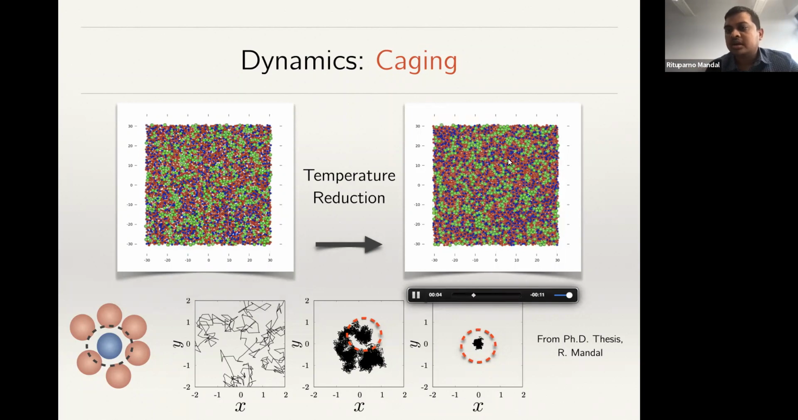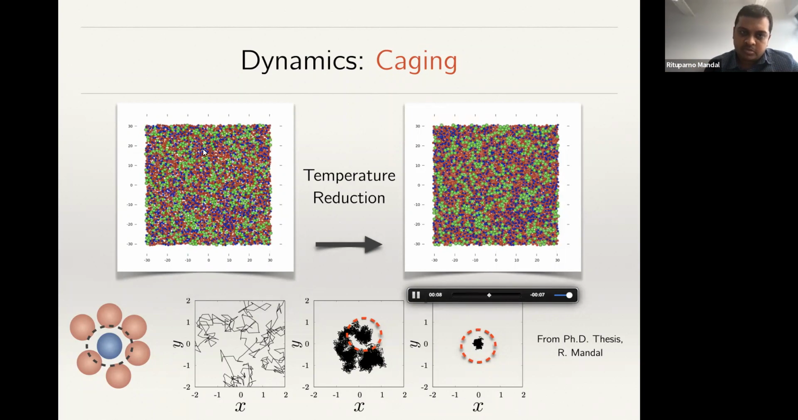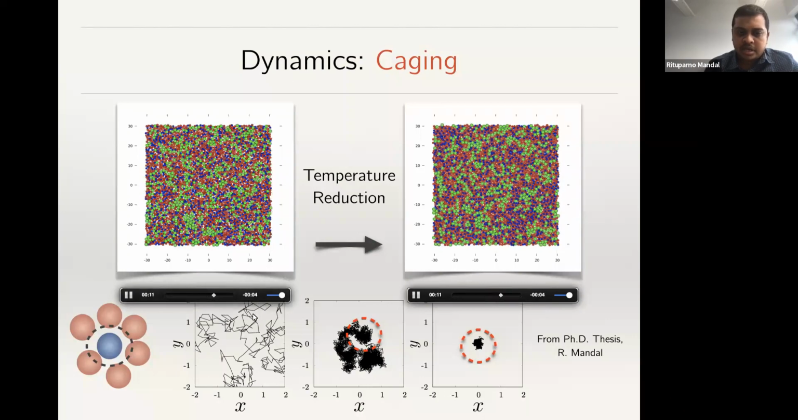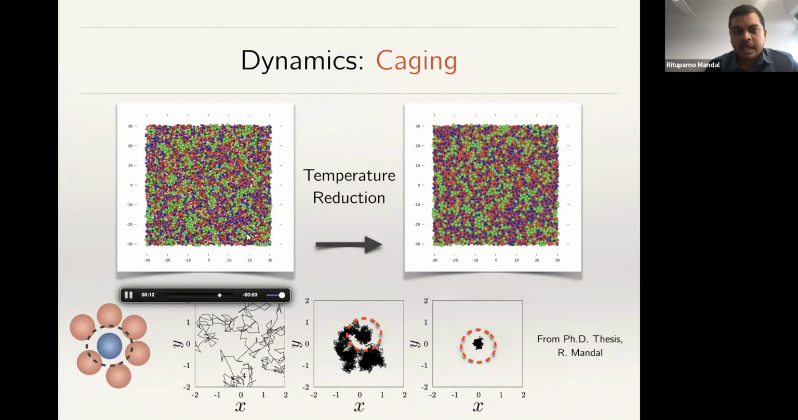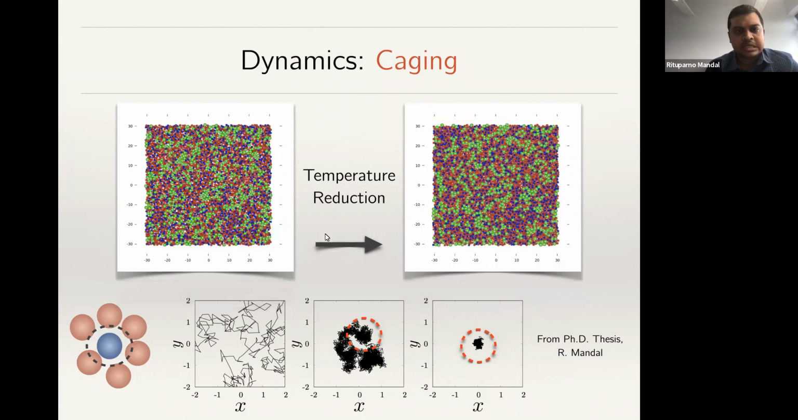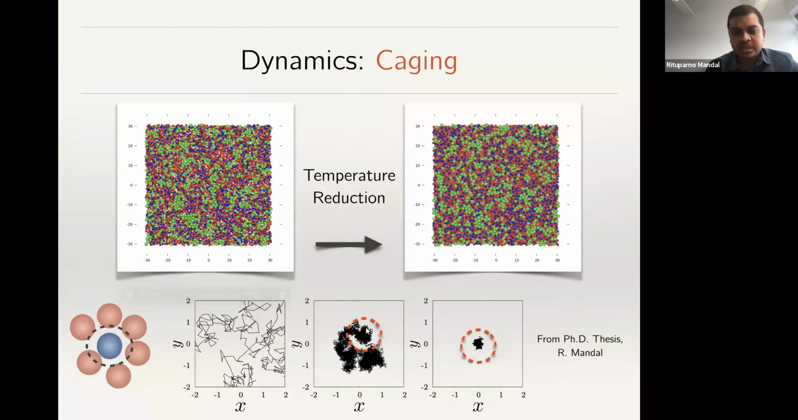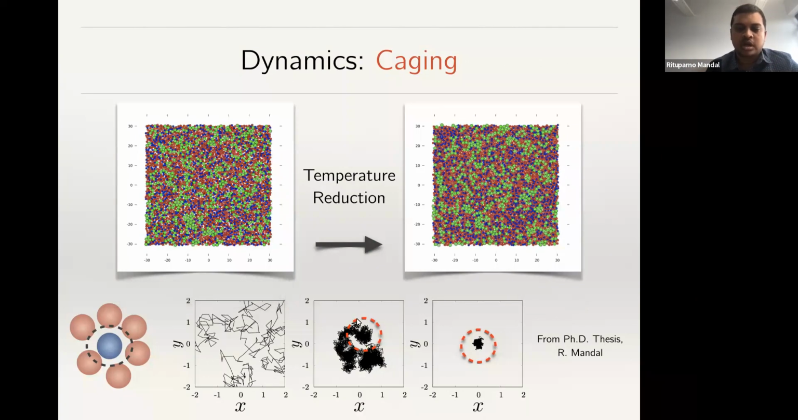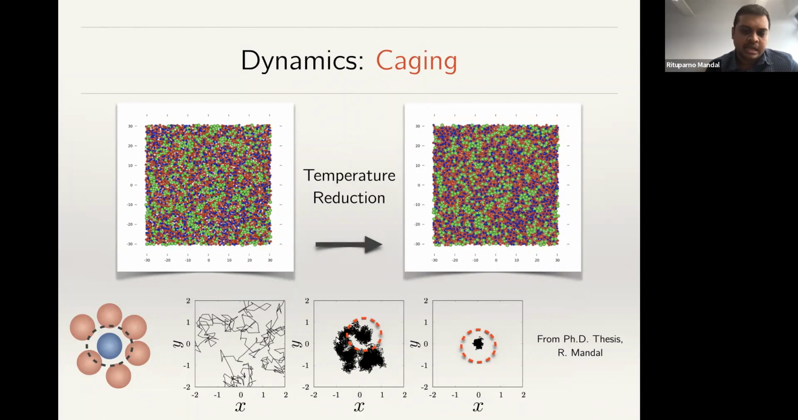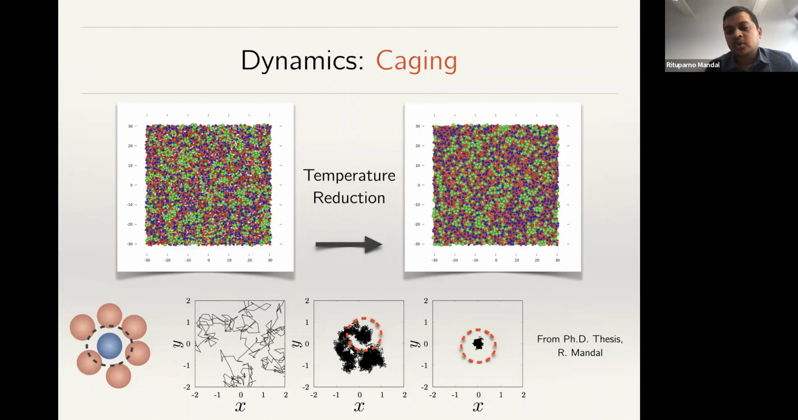If you look at the particles, you see they are only just vibrating. If you look at the motion of particles inside such a liquid at high temperature, they typically do Brownian motion. And if you reduce the temperature, then you see that the particles get caged within a small compartment created by the neighbors. So it's a temporary caging that you see, and then it uncages and again gets caged in another compartment, and keeps on doing this.